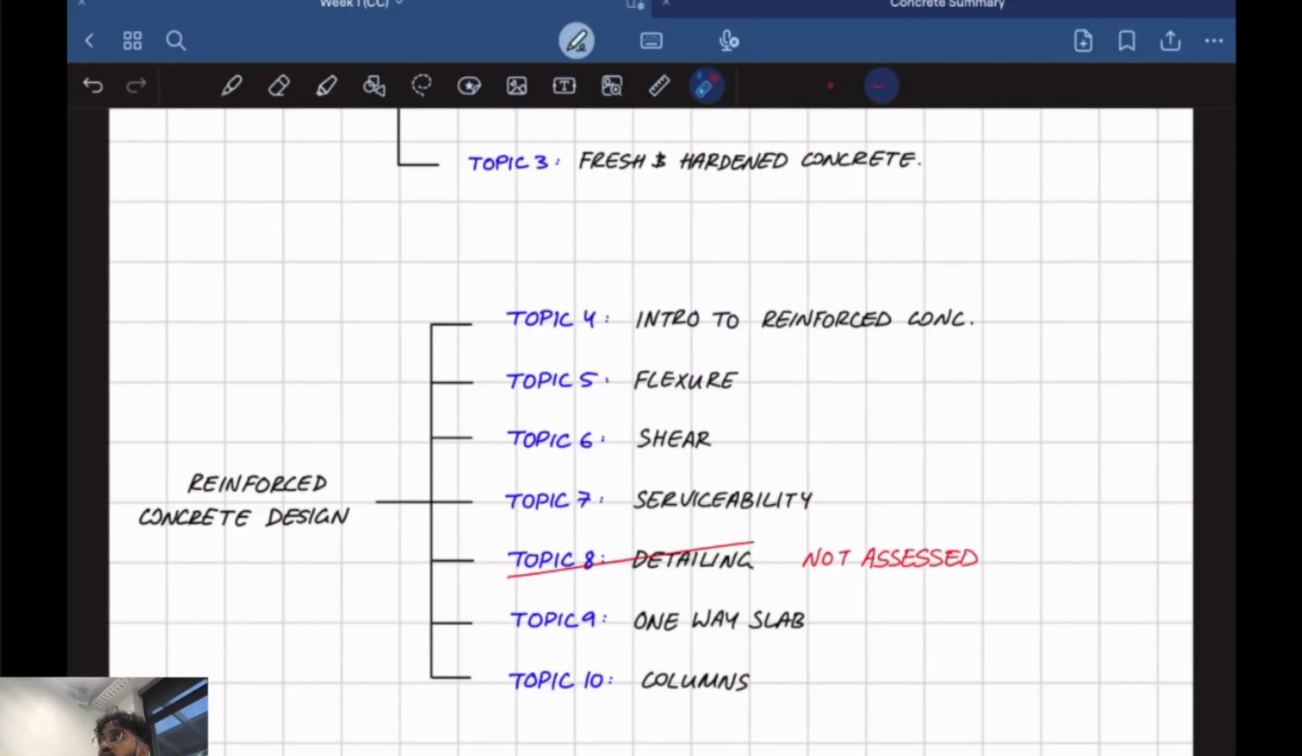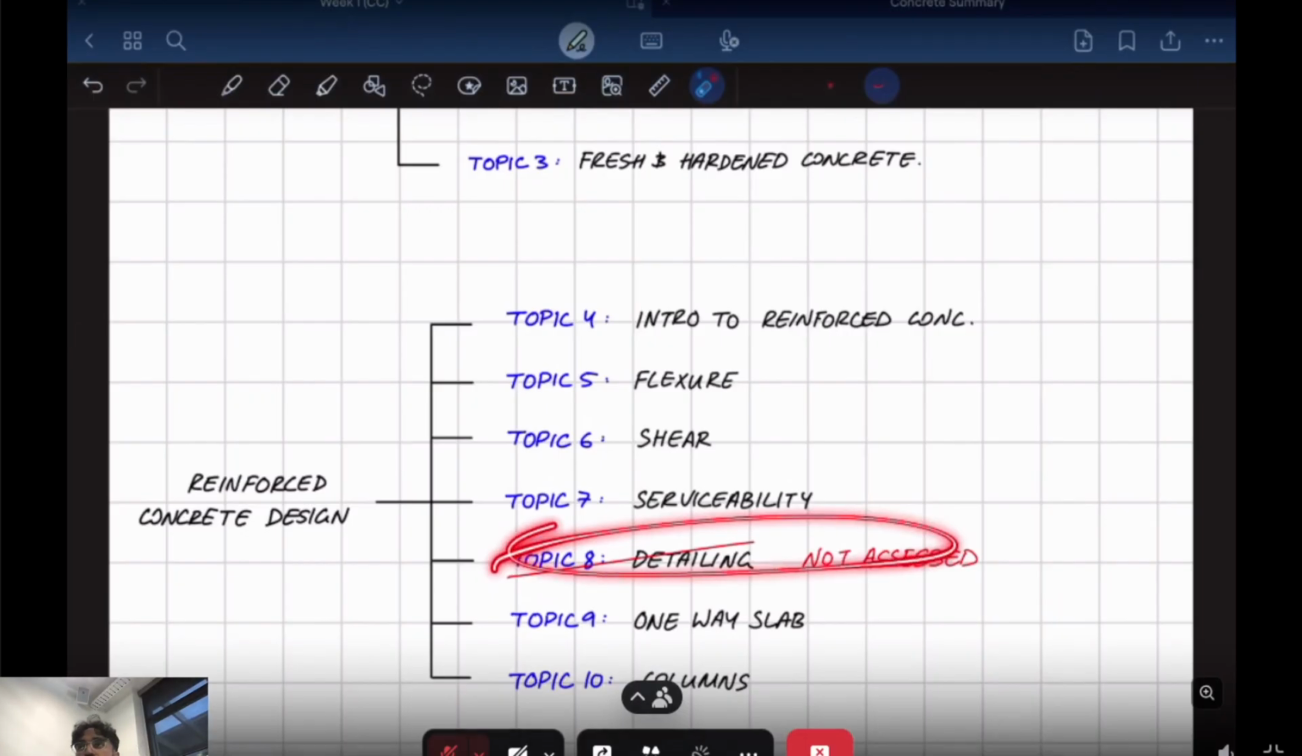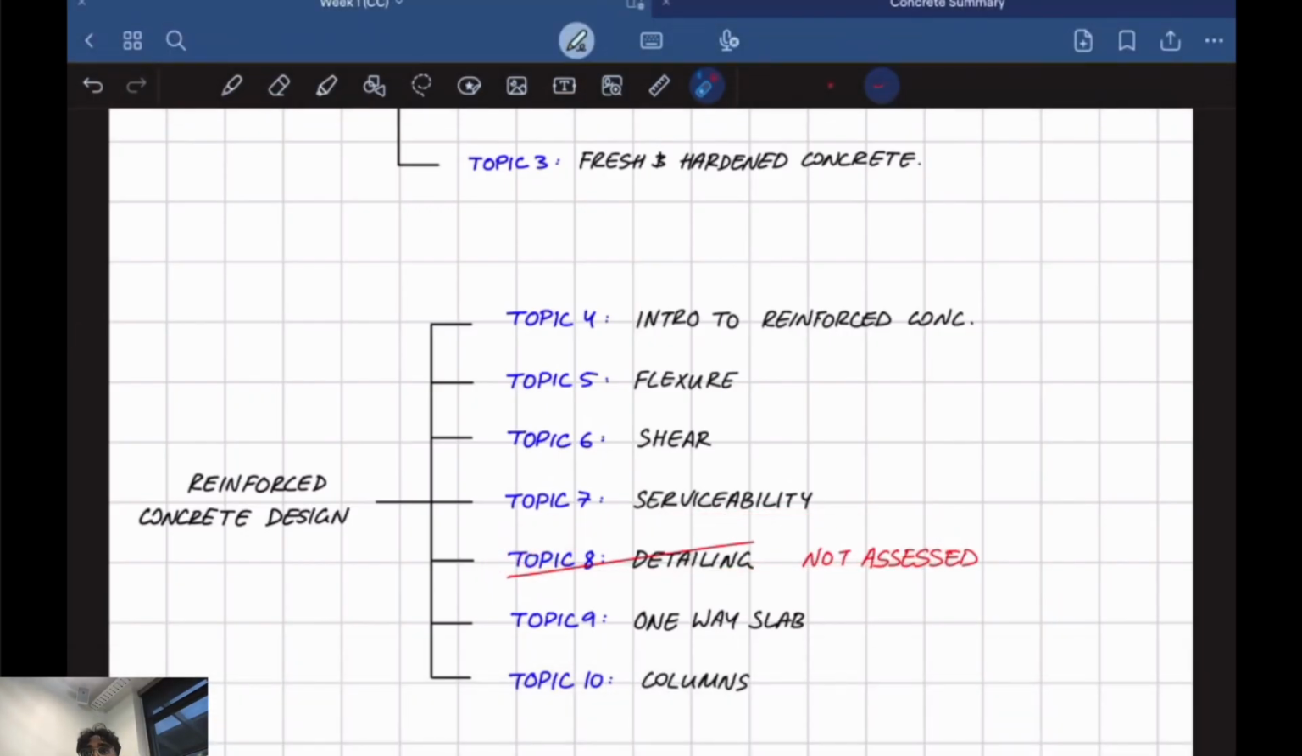Serviceability is, as I said, you're comparing your deflections to a certain limit. There's also detailing that's covered in this course. So that's talking about steel detailing.